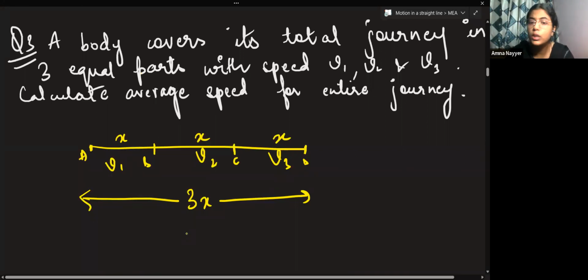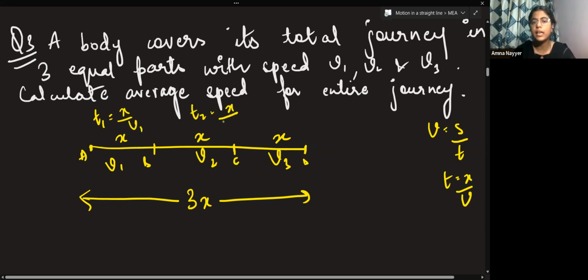But we don't know the total time. So at least we can do one thing. We can calculate the time for each part. If this is distance, time will be what? Speed is equal to distance by time, so time is equal to distance divided by speed. So T1 becomes x by v1. T2 becomes x by v2. T3 becomes x by v3.